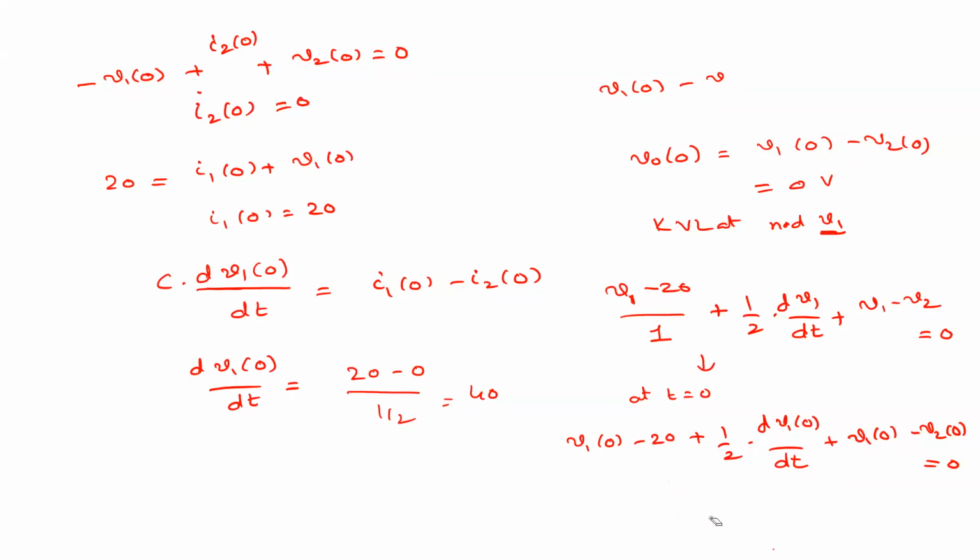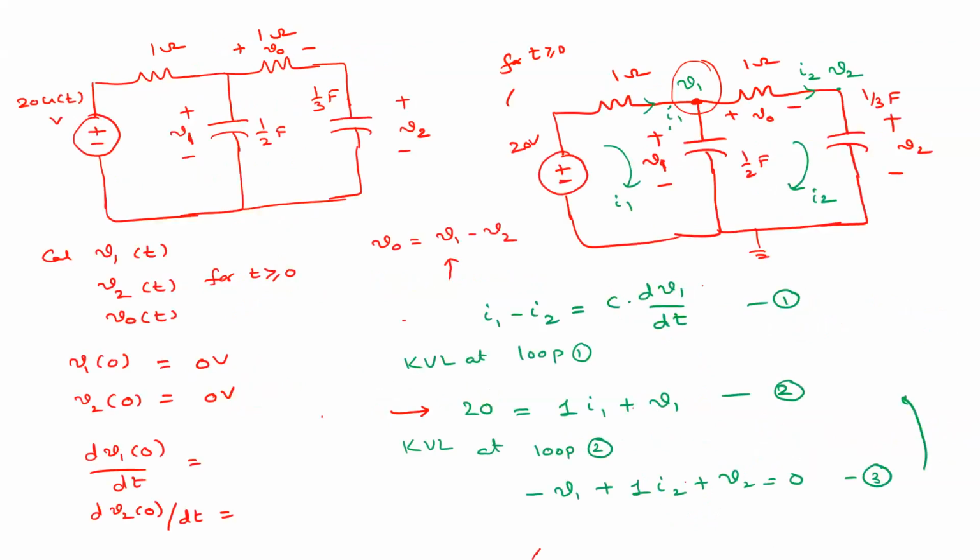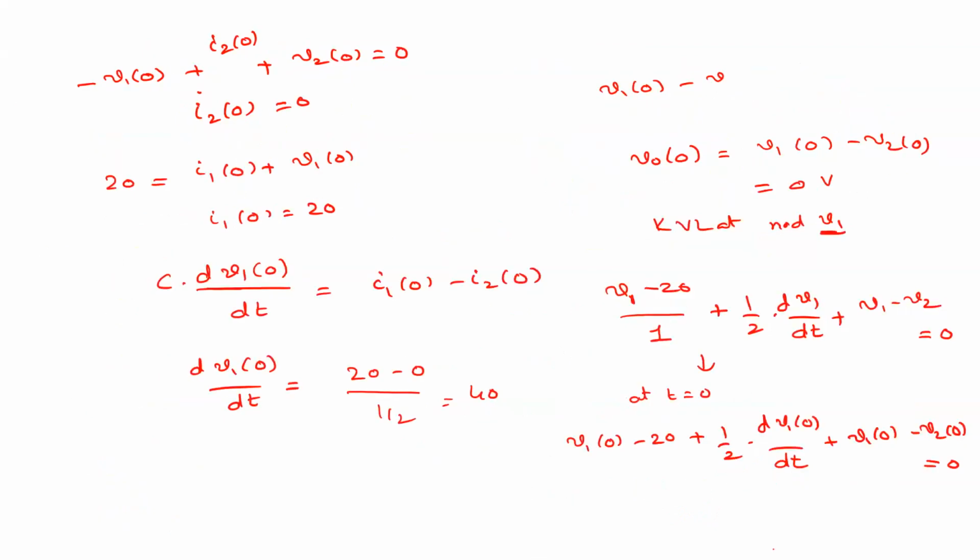Yes, we find the relation V0 is equal to V1 minus V2. Then differentiate this with respect to t. No, sir, we should not do that. It is equal to C into dV2 by dt. Sir, applying the loop method for the second one, we can get dV2 of 0 by dt. What will you get if you apply the loop method for the second one?